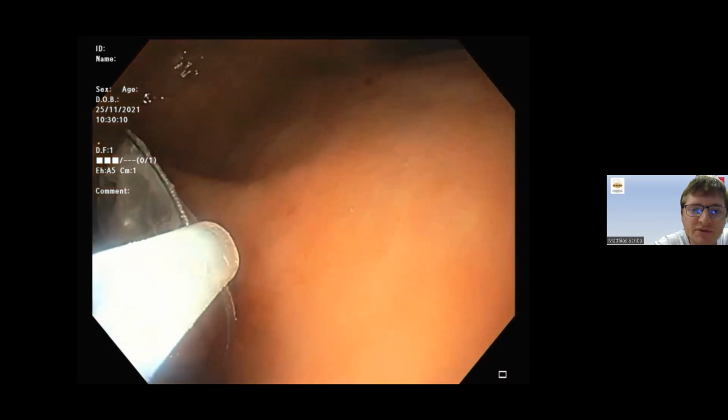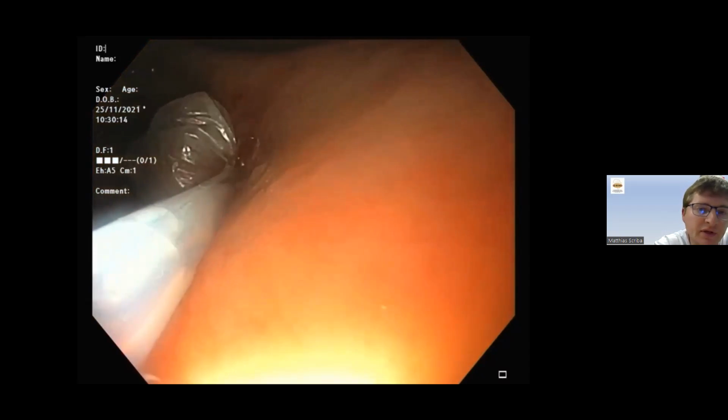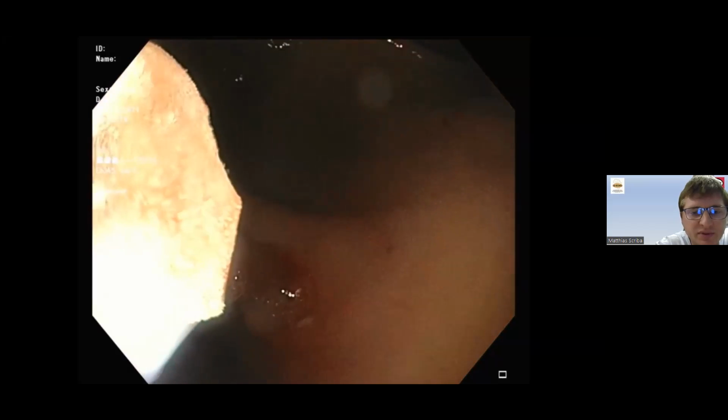Quite challenging sometimes to gauge how big the polyp is. You can use these instruments here, which are usually about 2 or 3 millimeters in size. That can give you an idea, or we compare it to the pyloric opening, which in most patients is about 10 to 15 millimeters. So you can get an idea.